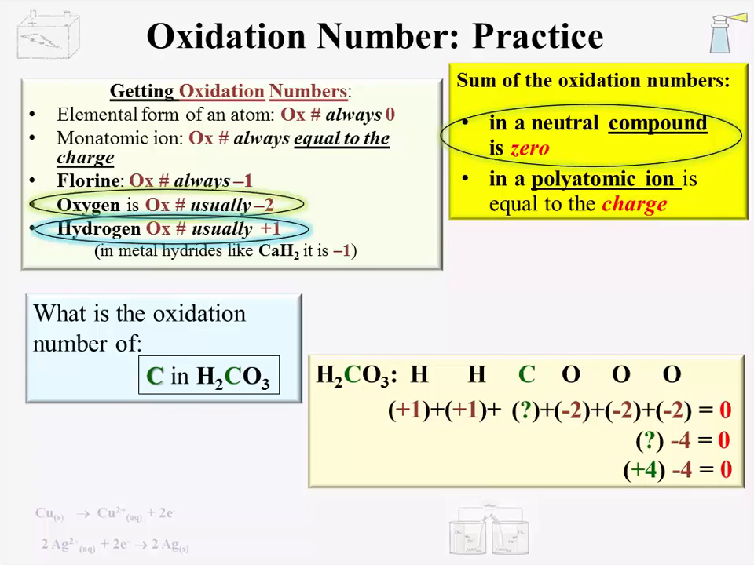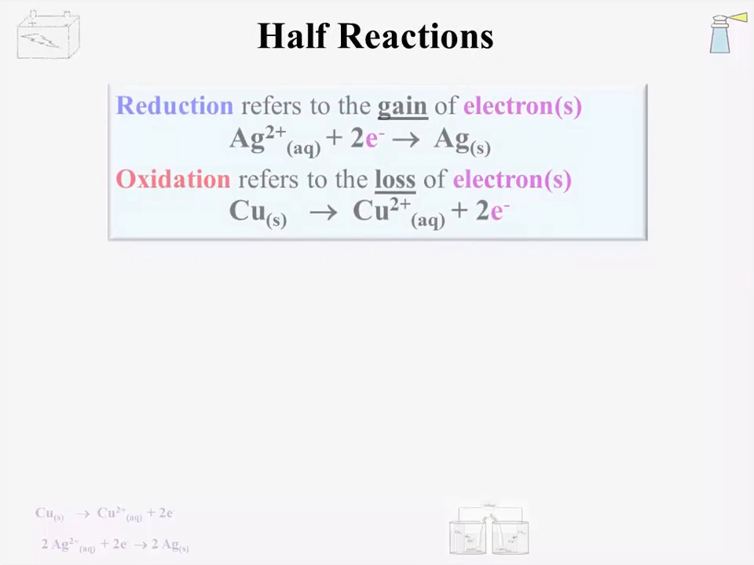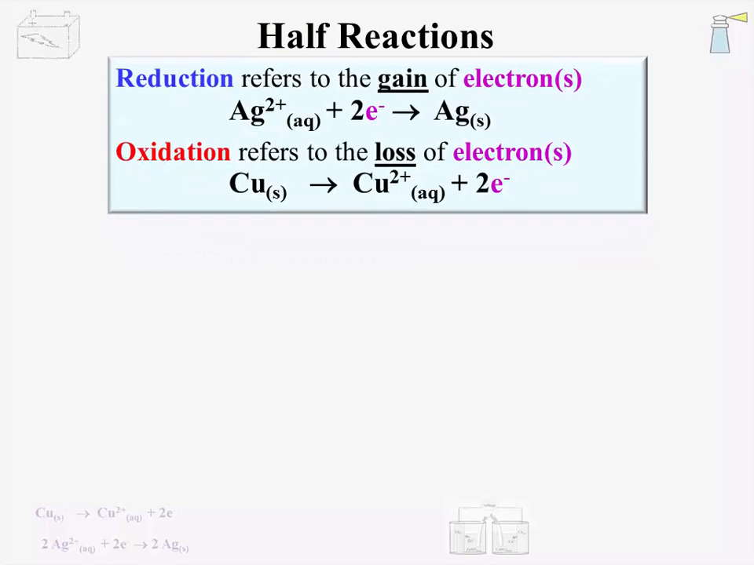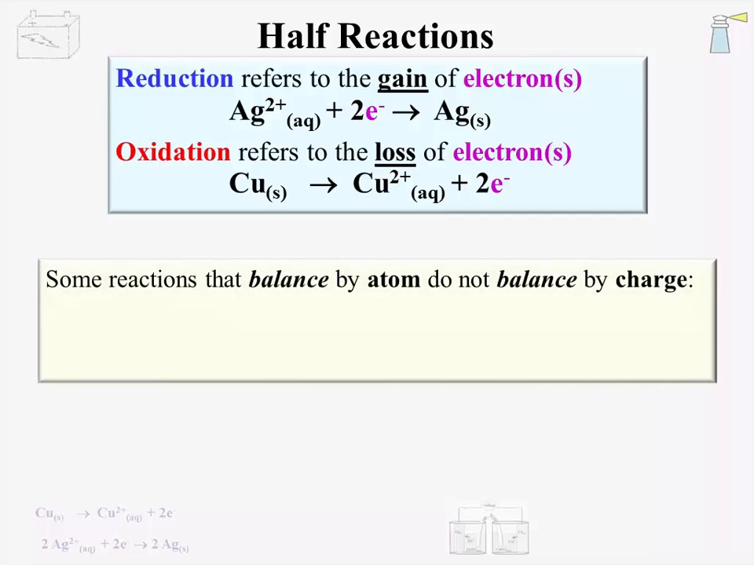There are additional examples of getting oxidation numbers in compounds and ions in the half reaction part of this lecture, and in the balancing of equations in the next lecture, specifically in problems 3 and 4. Prior to taking on full redox reactions is developing an understanding of balancing half reactions. That is because some reactions that balance by atom do not balance by charge. For example, the net ionic equation of aluminum metal plus silver ion forming aluminum ion and silver metal.